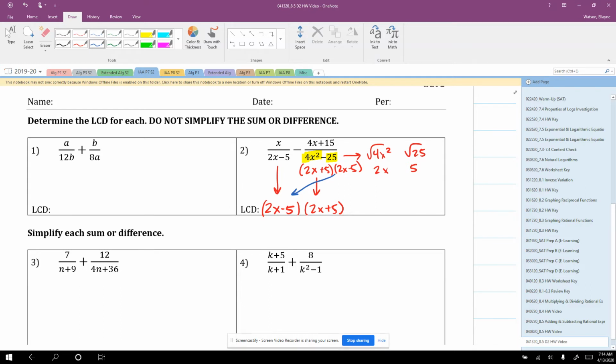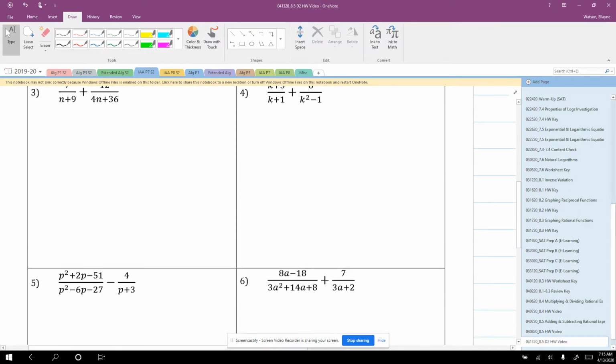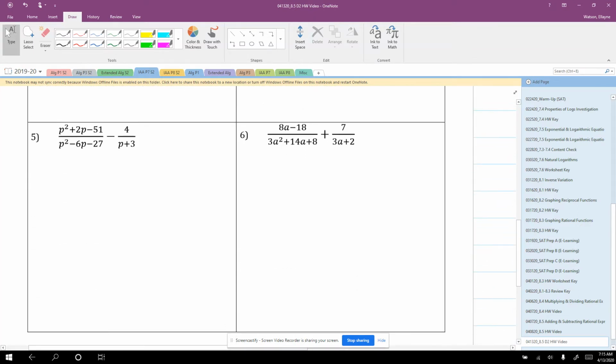Okay, let's skip down to, I'll actually do 5 and 6 because there are a couple questions on both of those. So here we go on 5. First step is you need to find your LCD. In order to do that, you need to factor this. This bottom denominator becomes p minus 9 times p plus 3. So your LCD is going to be, well, you need that first denominator. And then the second denominator is just p plus 3. Well, you already have that, so you don't need it again.